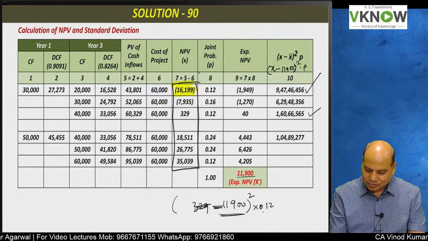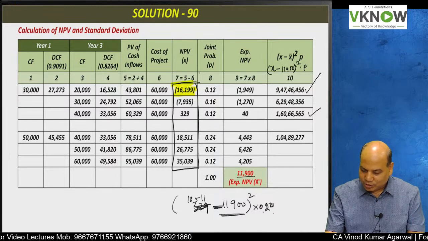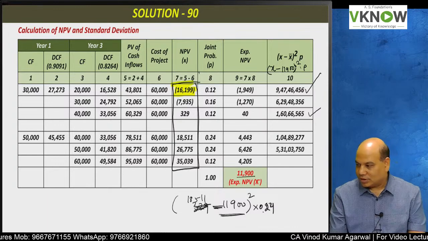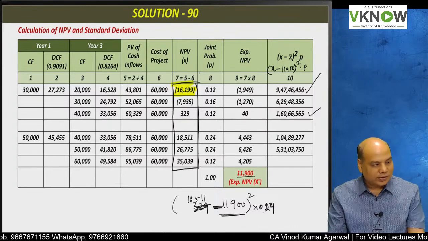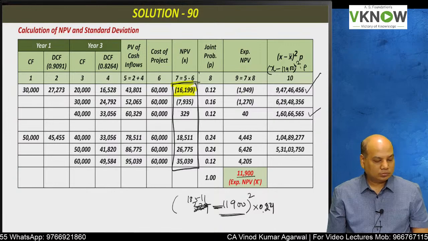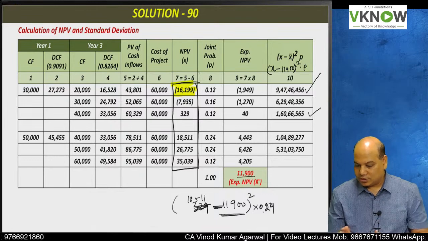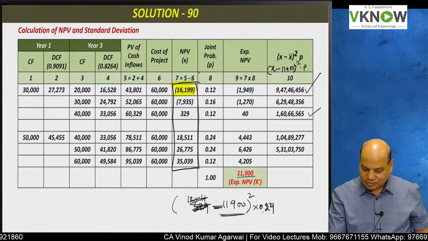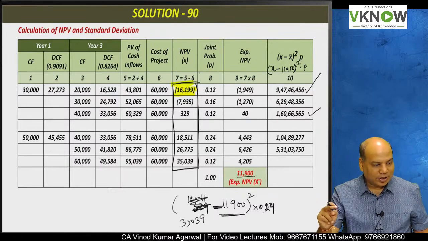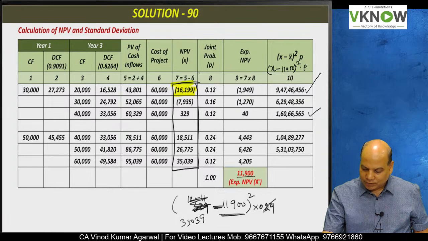Next number is, take 18511 minus 11,900 square into 0.24. Okay. The answer is 531,03750. Last one. Take 35039 minus 11,900 square into 0.12.